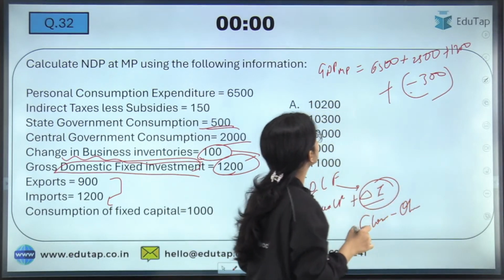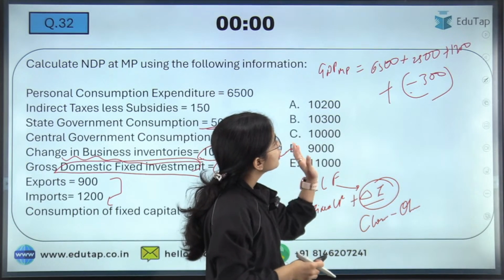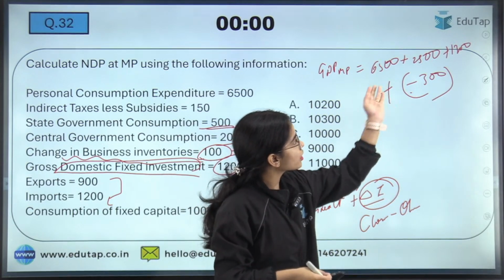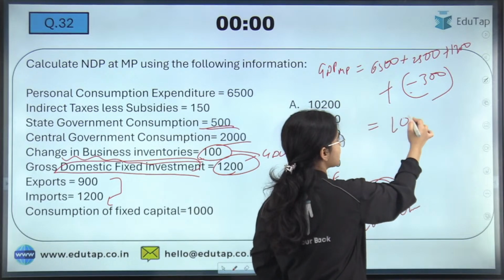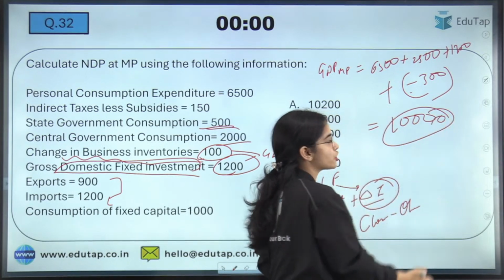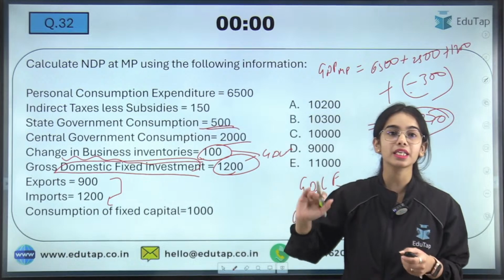So this is how much? 6, 7, 8, 9. This is 10,000. GDP at MP is 10,000. But you have to calculate the GDP at MP? No, you have to calculate the NDP at MP.